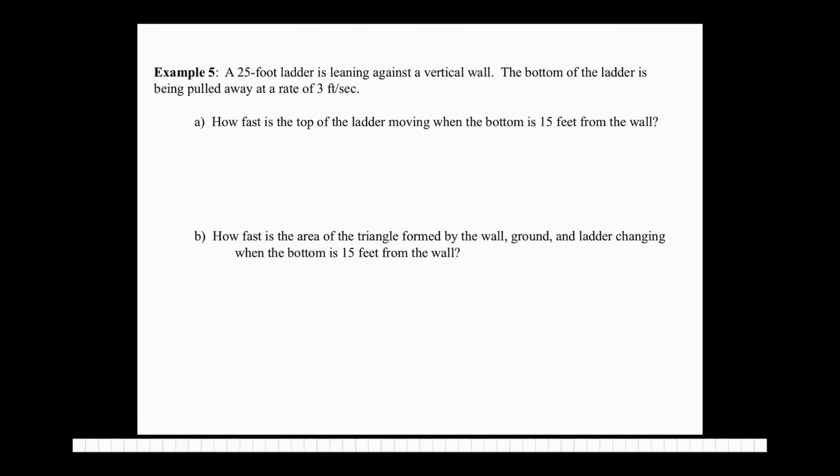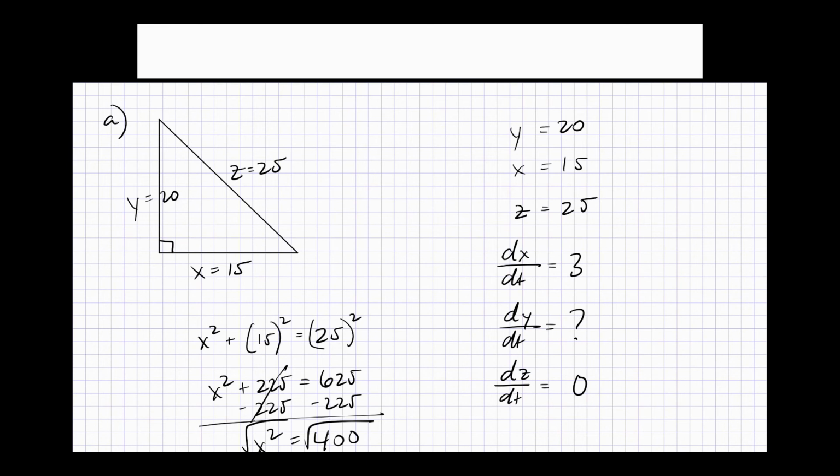And then part A says, how fast is the top of the ladder moving when the bottom is 15 feet away from the wall? So now it's saying the bottom is 15. The bottom's getting bigger, but right at the second it's 15, how fast is the top of the ladder moving? Well, if I'm pulling the ladder away, the bottom 15 is getting bigger, but what's happening to 20? Is it getting bigger or smaller? Smaller, right? So this is decreasing. We want to know how fast it's decreasing, so we're expecting a negative number when we're done. So that's my unknown.